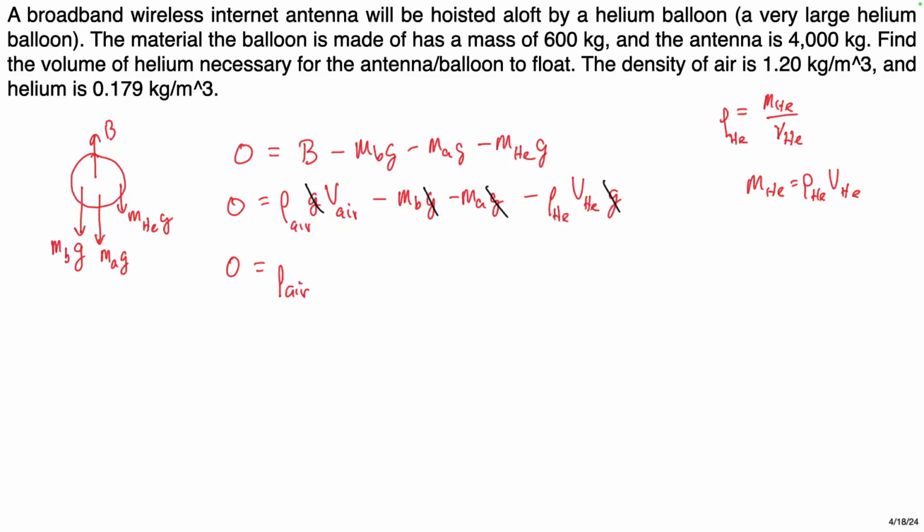So what has to be true about the volume of air pushed out of the way and the volume of helium in the balloon? They have to be the same. Again, that only works when something's completely submerged. If you're partially submerged, you've got to put the fraction on there. But here, these are going to be the same. So I'm just going to call it volume of the balloon. Minus mass of the balloon, minus mass of the antenna, minus density of helium times volume of the balloon, since volume of helium, volume of air, and volume of balloon are all the same thing for this problem.